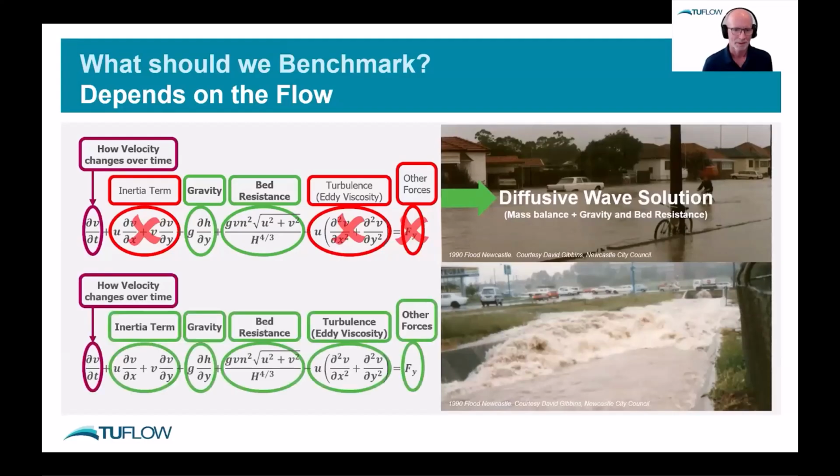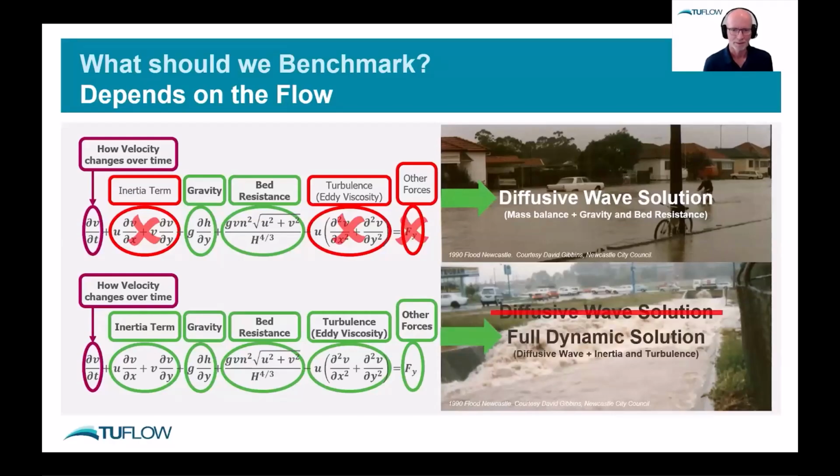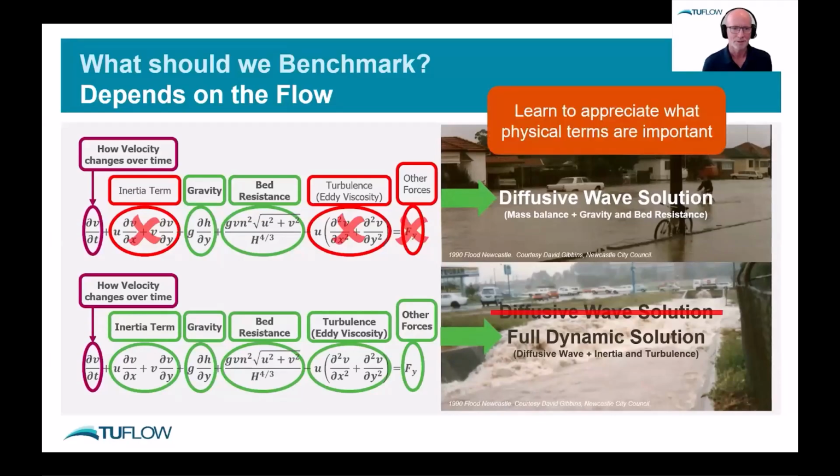But if you have something down the bottom right, that image there, you really need to have all those terms, and the diffusive wave solution is completely inappropriate. So you do need that full dynamic solution. So as modelers, we really do have to understand and appreciate what physical terms are important for our modeling.